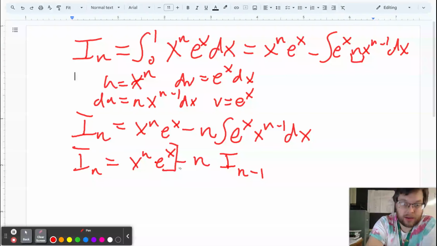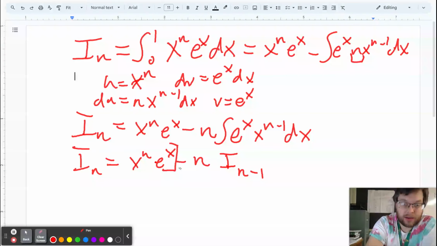And now here's the beauty of doing all that work. Once you get a reduction formula like that, you can answer questions like this. If I look at I0, that's a pretty simple integral. That's x to the 0, e to the x dx. Well, x to the 0 is 1, so you can just leave it out of the problem. And so you really just have e to the x evaluated from 0 to 1. So e to the 1 minus e to the 0 becomes e minus 1.